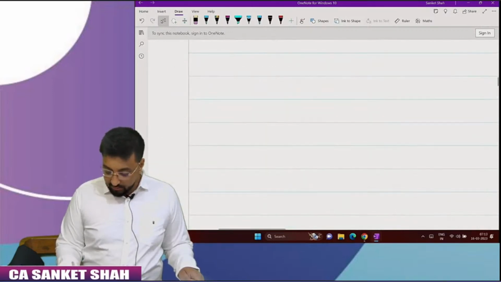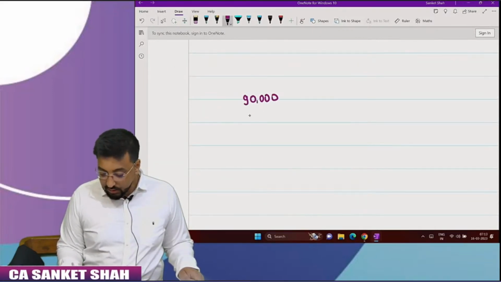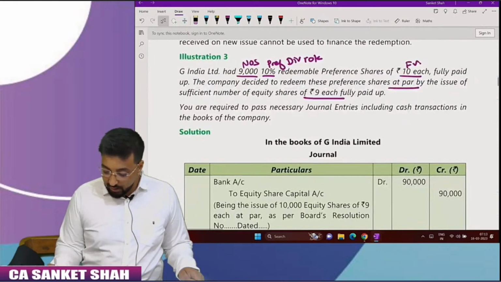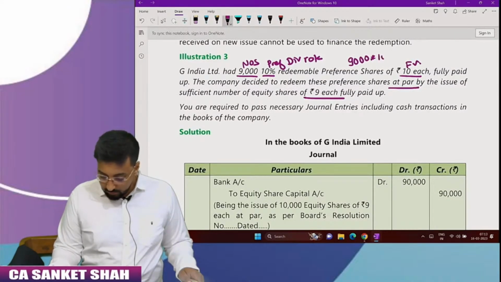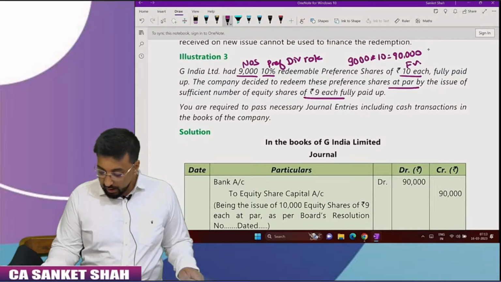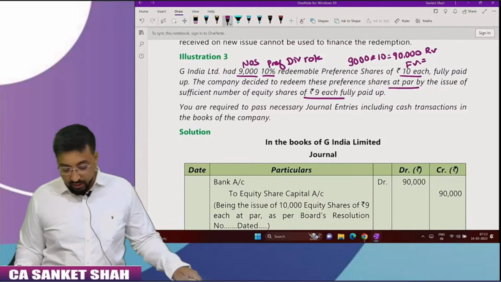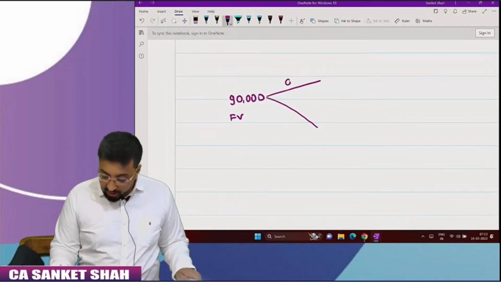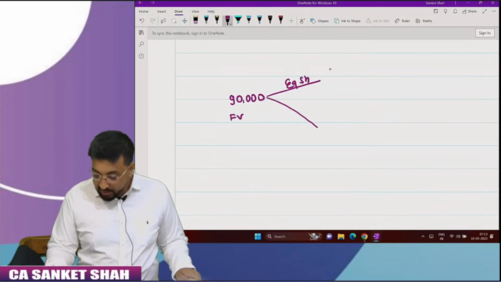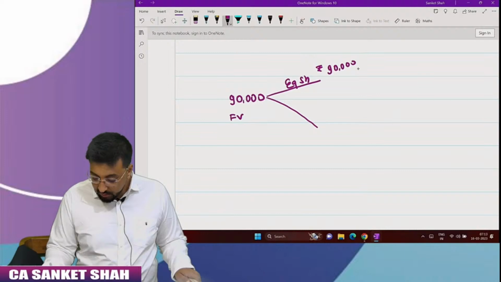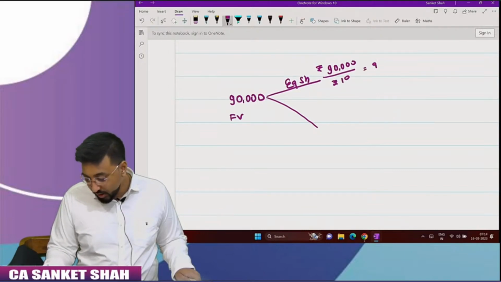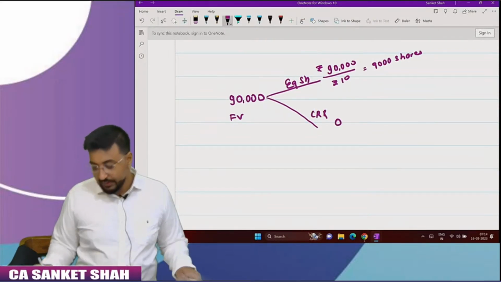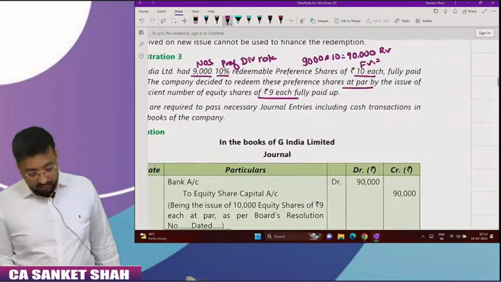So 9,000 into 10, 90,000 is the face value. Okay, so 90,000 is the face value. Remember, RV is also the same. Face value is equal to redeemable value, at par. You want to issue equity shares, so for capital structure, you have to maintain 90,000 rupees only, and one share is of rupees 10. So how many shares? 9,000 shares. CRR is 0.